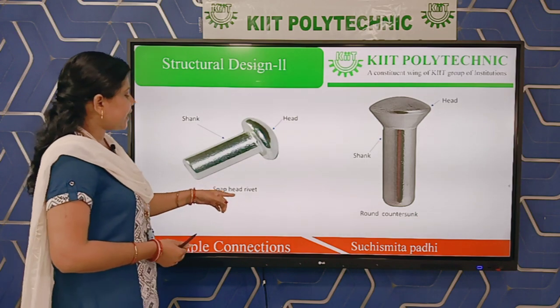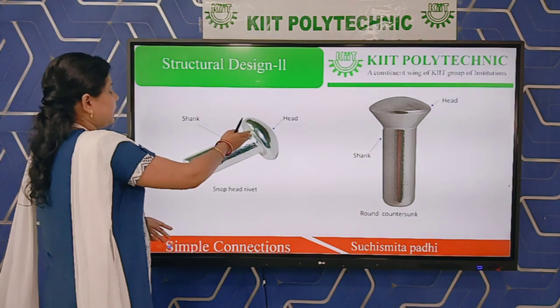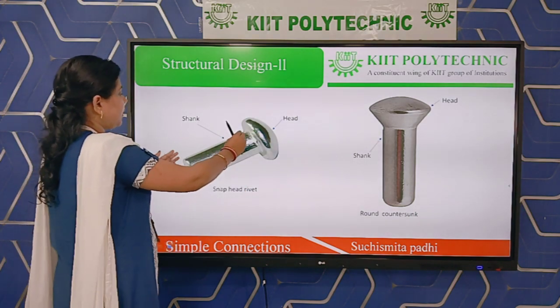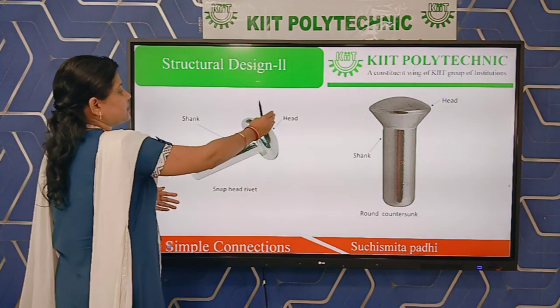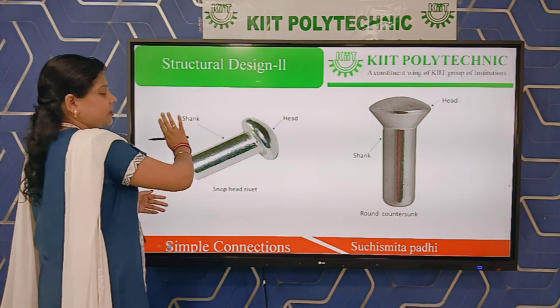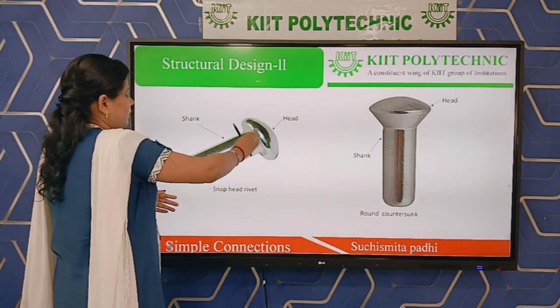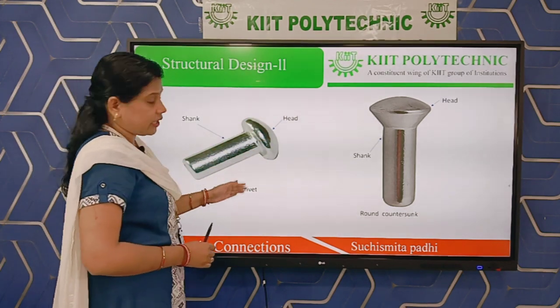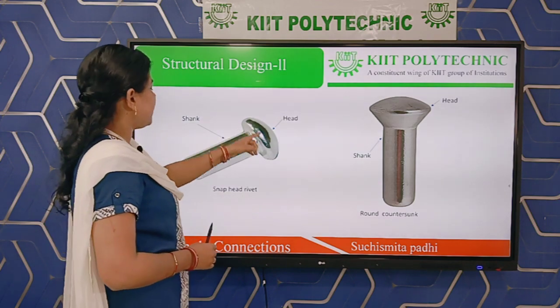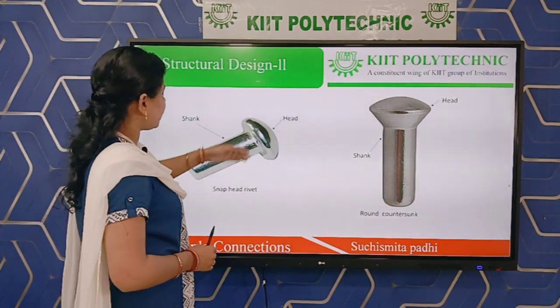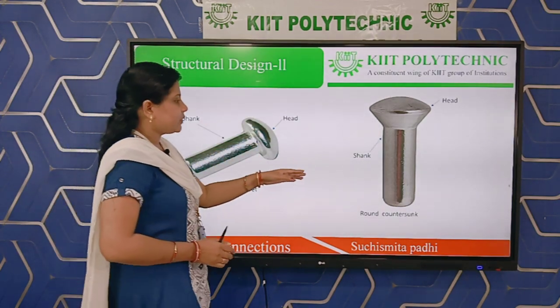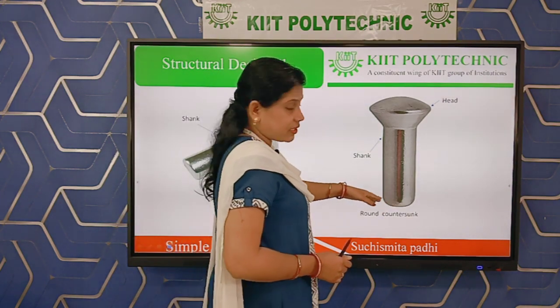So this is snap head rivet. See here in this rivet, one body part is there and the upper part is named as head and the body part is named as shank. And the head is like a half circle. That's why that is named as snap head rivet. If the shape of the head is like a half circle or like this, then that is named as snap head rivet.